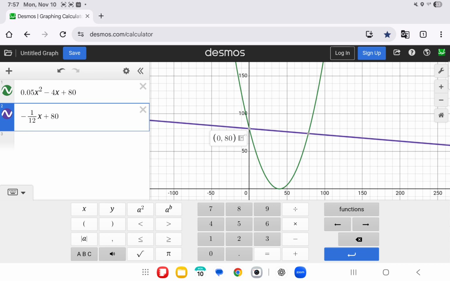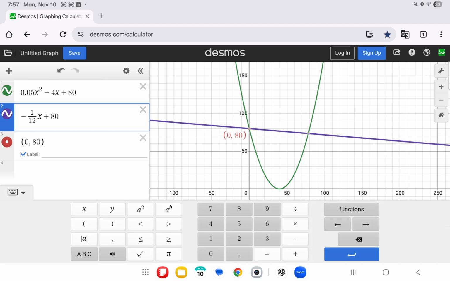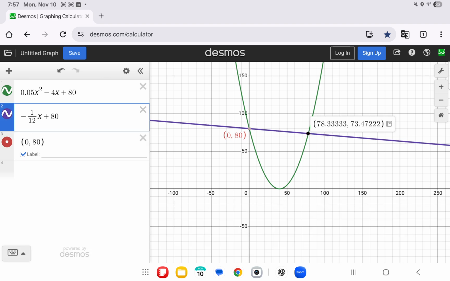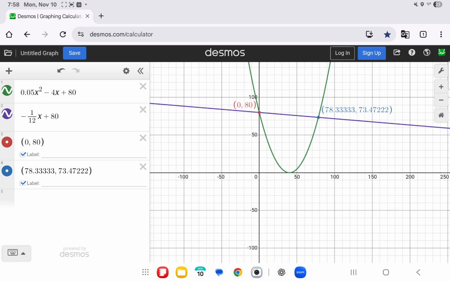So we have 0, 80. And then we have pretty much 78.3 and 73.47. So those are the solutions to the system.